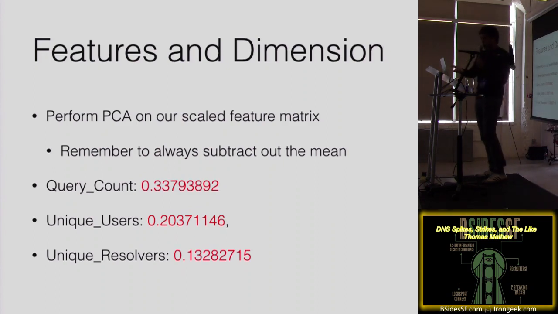I'm only showing you 3 instead of the entire 7, just for space. After, you can come and talk to me about that. Unique users is around 20, and unique resolvers is around 13%. The problem is we want to do better.